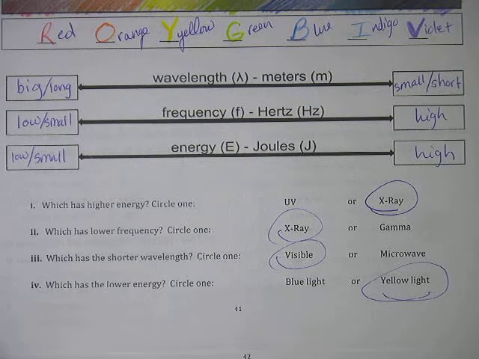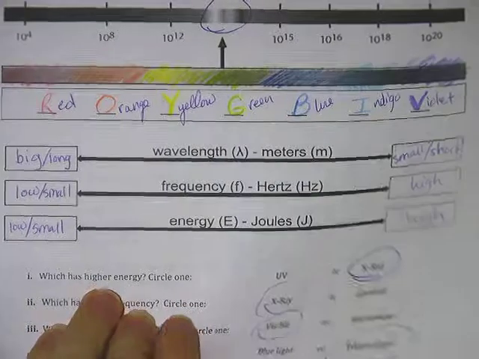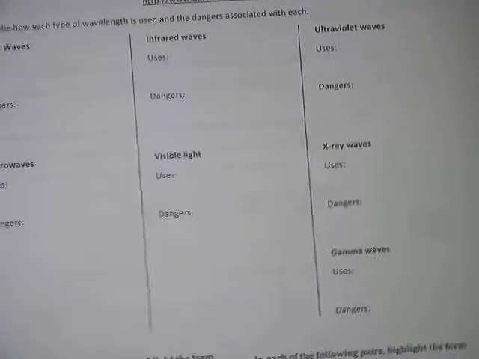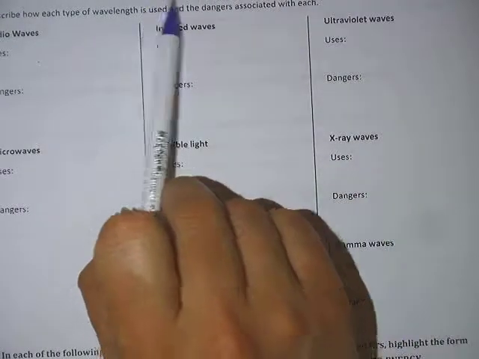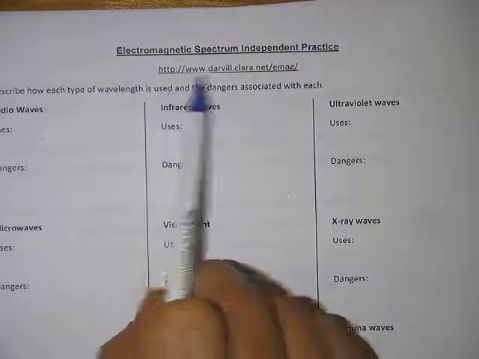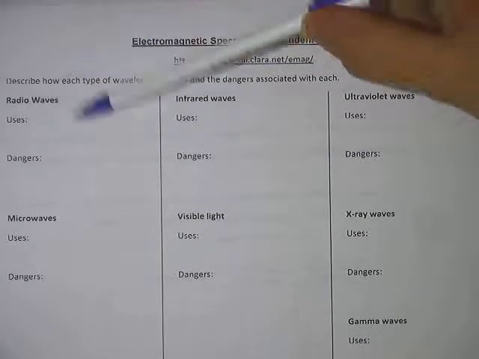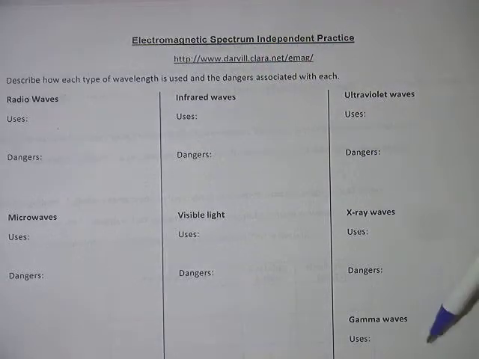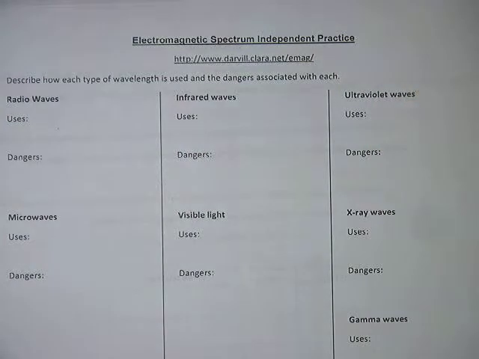And when you're done writing that, you can flip to the next page, page 41. And on this page, there's an activity for you to do. There's a link here for you to follow. Oops, sorry, right there. And you're going to go to that link. You're going to peruse the website, fill in this chart with the uses and dangers of each one of these kinds of waves, and answer the questions at the bottom.